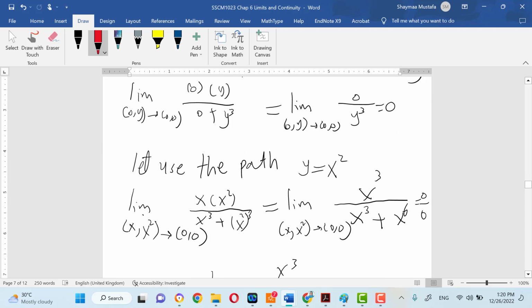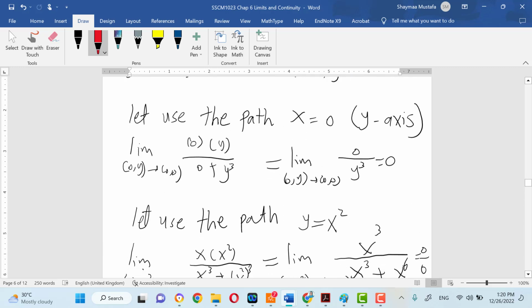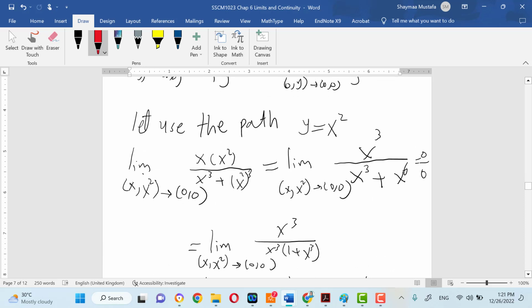So x times y, which means x multiplied by x squared, over x cubed plus y cubed, which means x squared cubed. So it will be the limit for x multiplied by x squared, which is x cubed, over x cubed plus x squared cubed, which is x to the power 6.